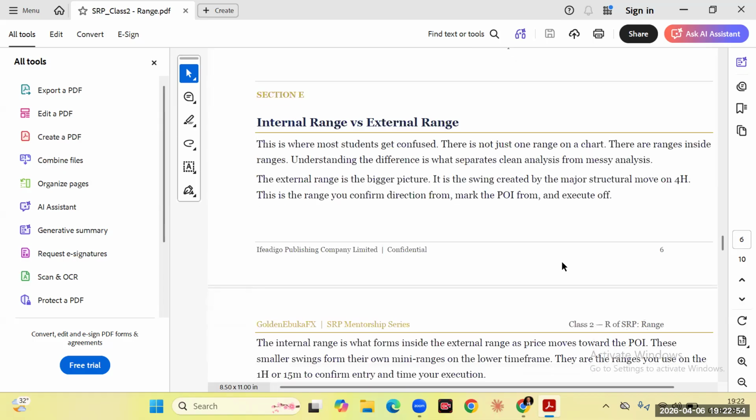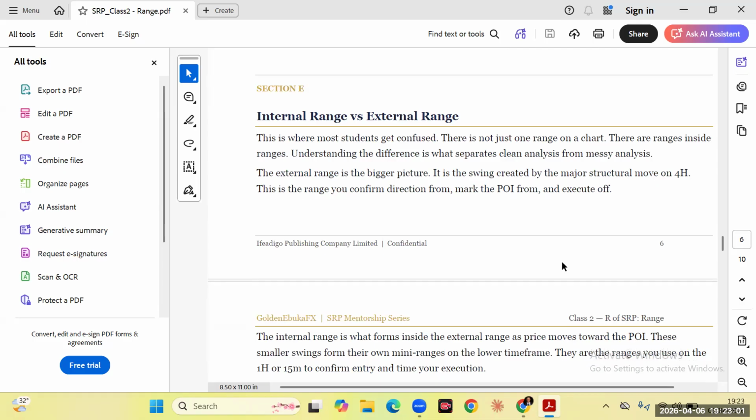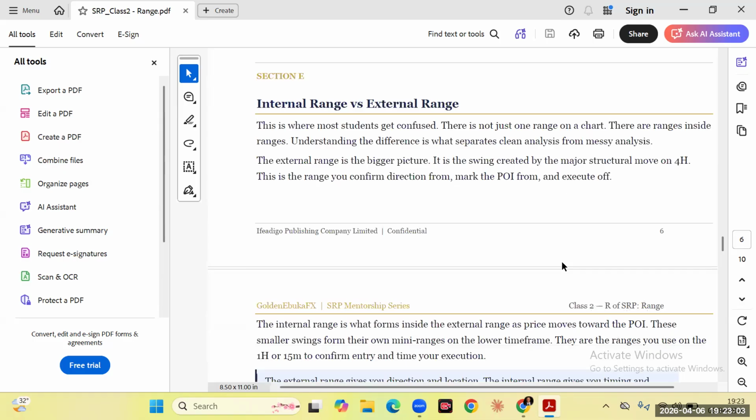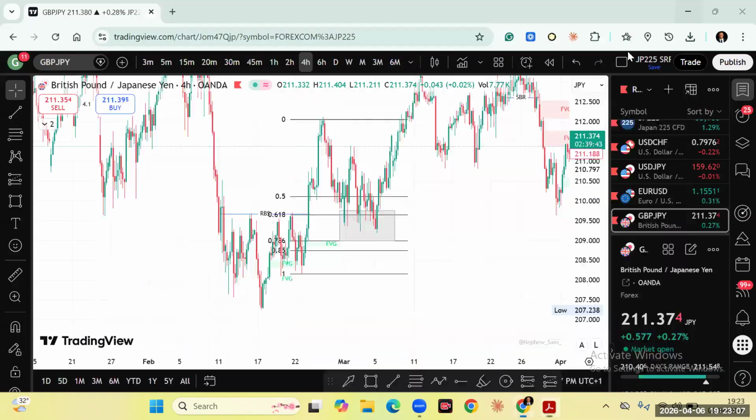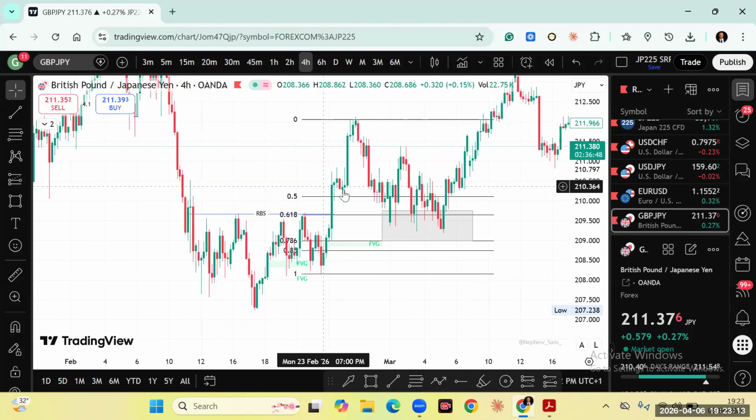The external range is the bigger picture. It is the swing created by the major structural move on 4-hour time frame. That is the range you confirm direction from, you mark POI from, and you execute from. So this is the external range. This is the 4 hours. This is the 4-hour range. This is the external range.